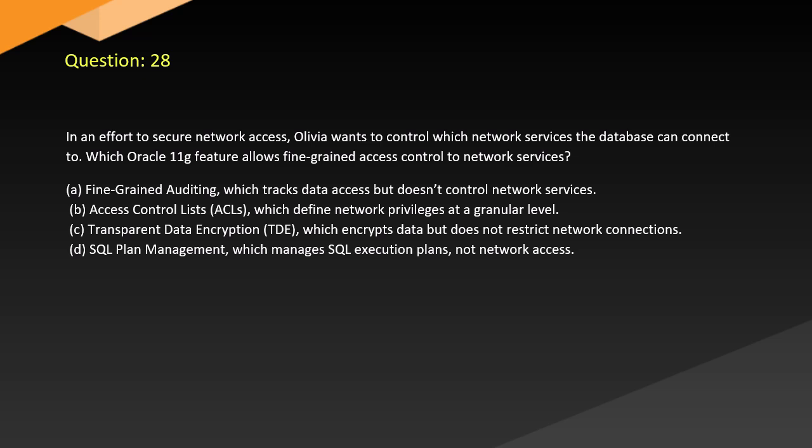Question 28. In an effort to secure network access, Olivia wants to control which network services the database can connect to. Which Oracle 11g feature allows fine-grained access control to network services? A. Fine-grained auditing, which tracks data access but doesn't control network services.